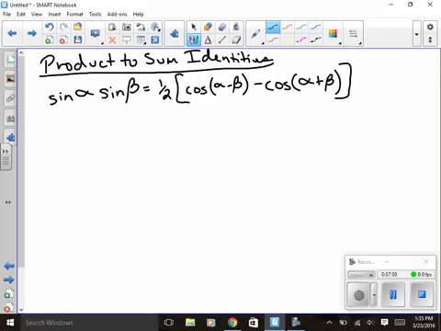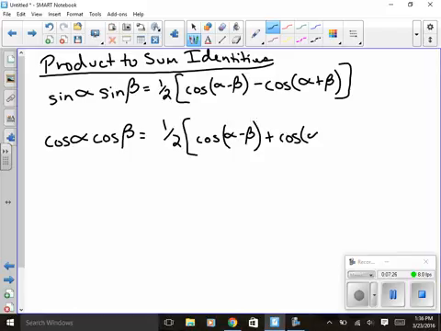If I have cosine alpha times cosine beta, that equals 1/2 cosine alpha minus beta plus cosine alpha plus beta. Sometimes they'll be intermixed, and I'm just going to tell you it depends on which one's first. If sine is first, that does make a difference on the formula. It's not the same formula for both of them.